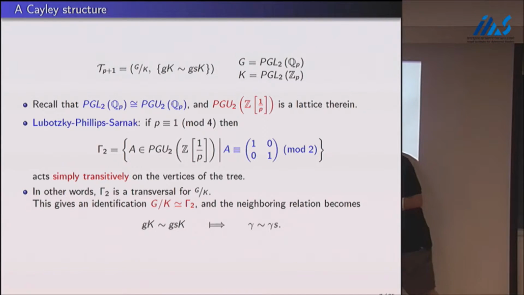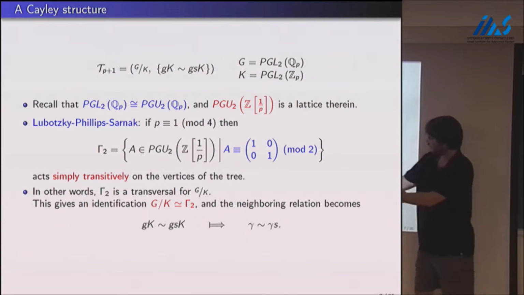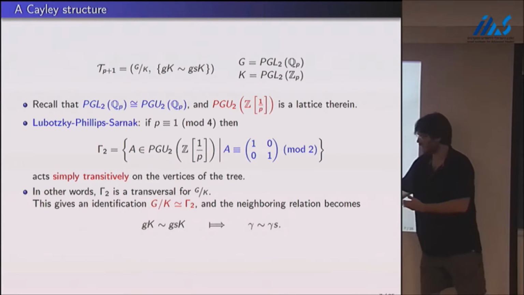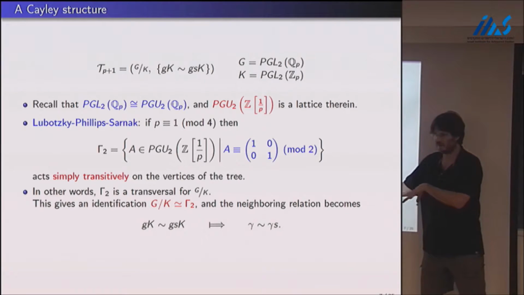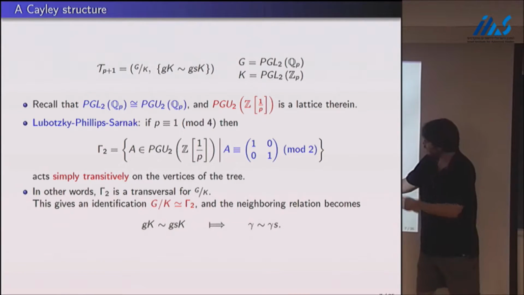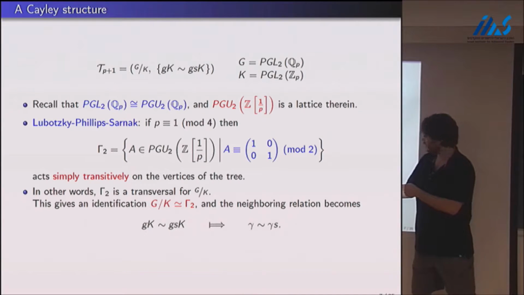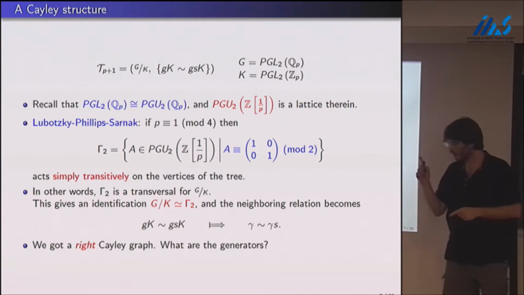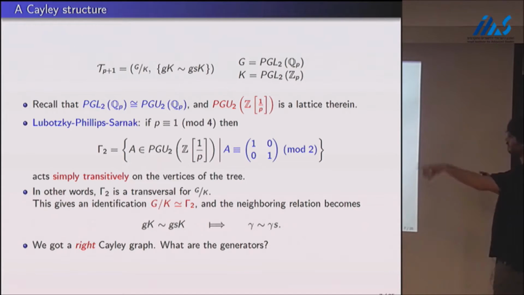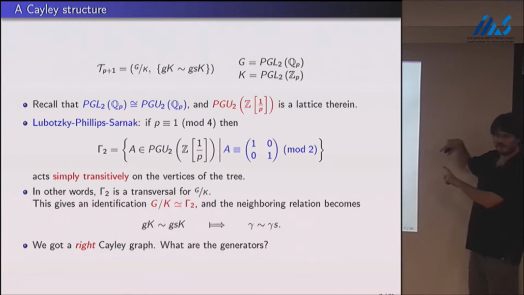And what happened to the neighboring relation is very nice. Earlier we had gK connected to gsK, but now we have this representative from the transversal, some gamma. And if you make sure that s also comes from Gamma, then suddenly you don't need this K anymore. You just have s acting from the right. And this is exactly a Cayley graph, but it's a right Cayley graph. You started everything by doing action from the left, and somehow you got here eventually a Cayley graph acting from the right.